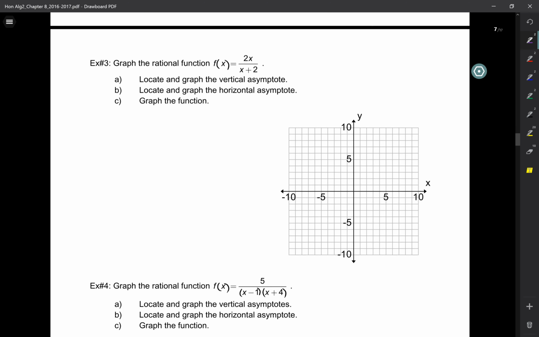All right, so take a look at this. What's the vertical asymptote? x plus 2 equals 0, x equals negative 2. What's the horizontal asymptote? He says 2, is that right? He is right. How do we do it? When the degrees are equal to each other, I just say 2x over x, and that reduces to 2, so y is equal to 2.